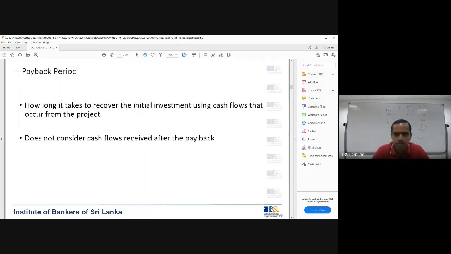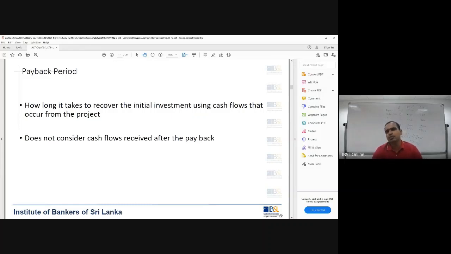Right, capital appraisal, the first one is payback period. Very simple concept. Payback simply means how long it takes for you to recover the investment. How long it takes to recover the initial investment using cash flows that occur from a project, right? It does not consider cash flows received after the payback period.